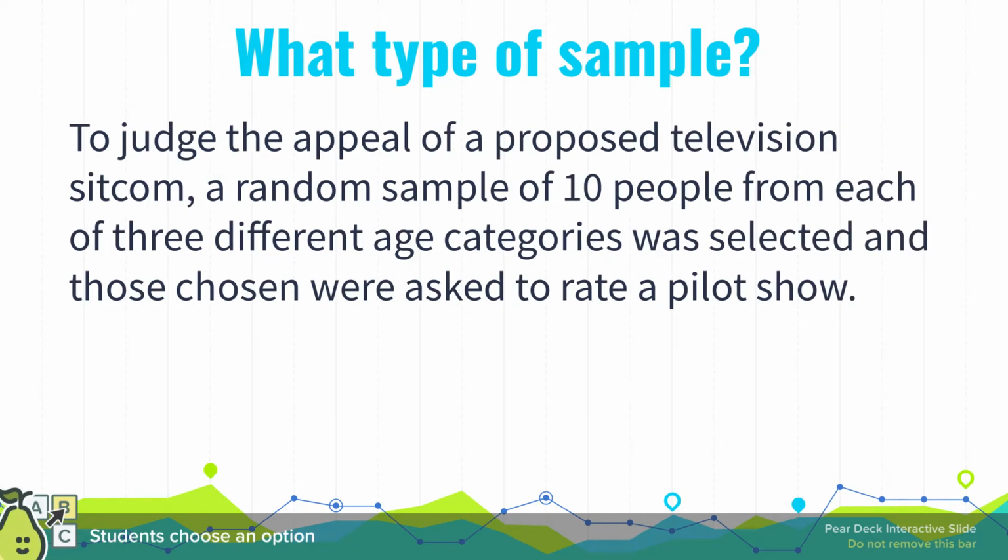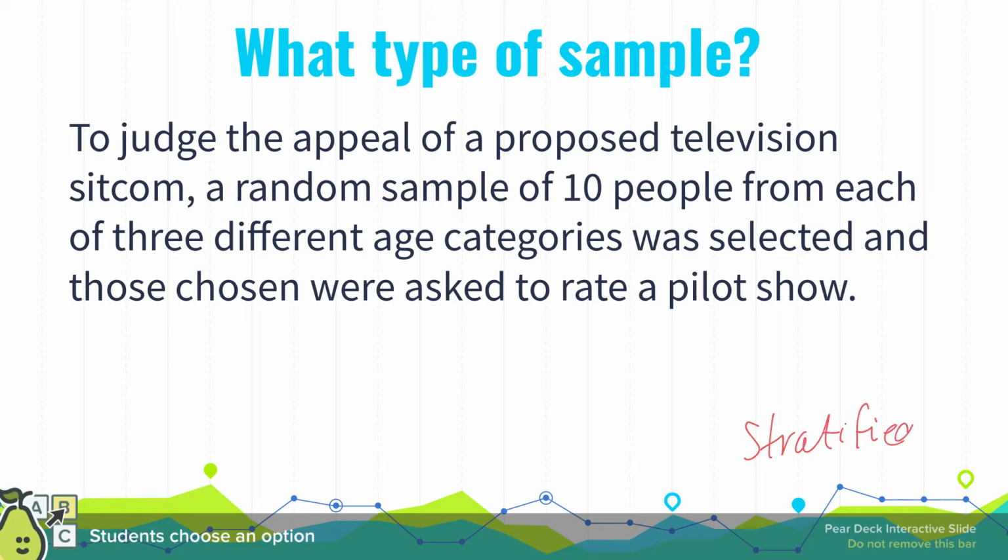To judge the appeal of a proposed television sitcom, a random sample of 10 people from each of 3 different age categories was selected, and those chosen were asked to rate a pilot show. This is an example of stratified.